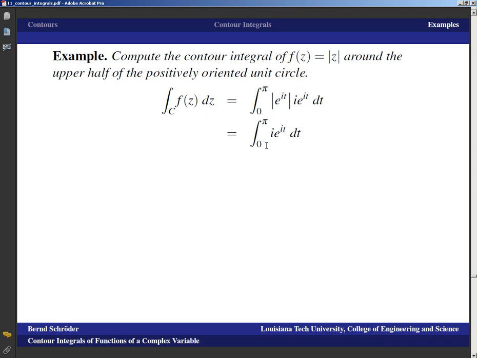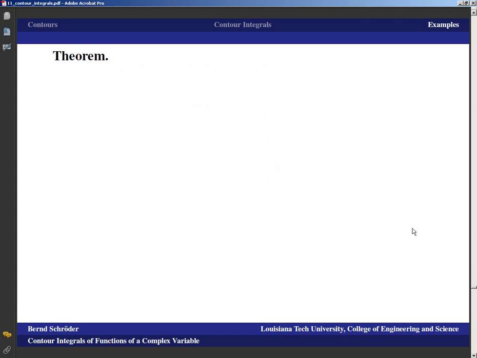The absolute value of e to the it, of course, is 1, so that's just the integral from 0 to pi of i times e to the it, and the antiderivative of that is e to the it in the bounds from 0 to pi, which turns out to be, e to the i pi minus e to the 0, which is negative 1 minus 1, which is negative 2. Tried to compute a little too fast here.